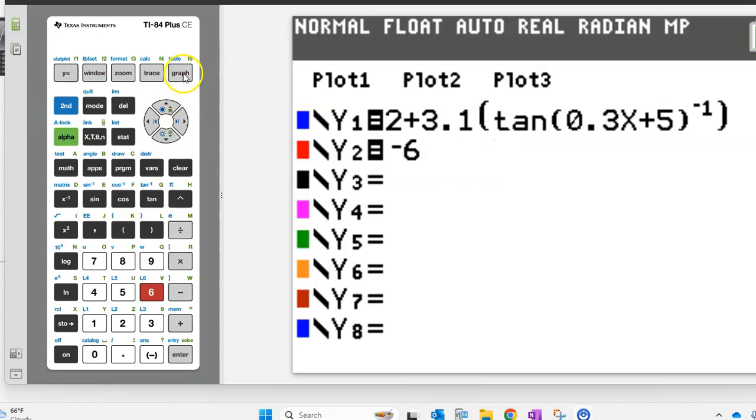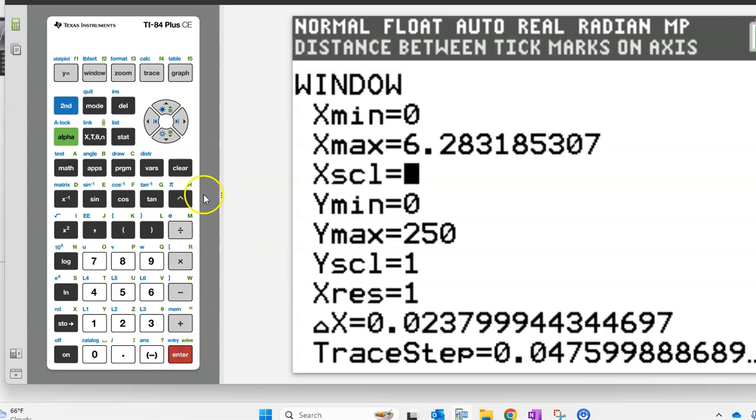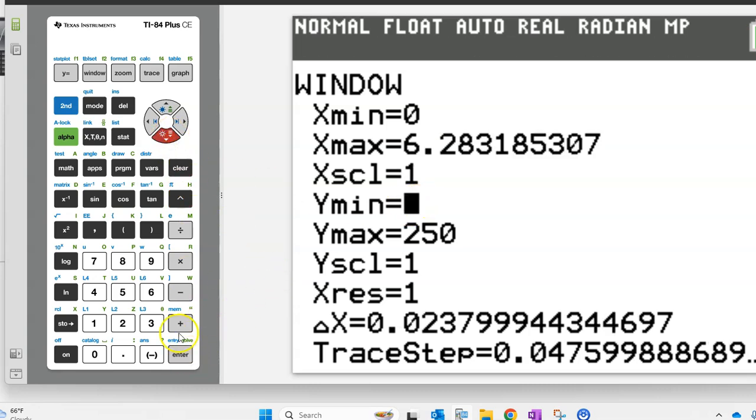Before we hit graph to find the intersection point, let's adjust the window. Remember, the domain is limited, 0 to 2 pi. So I see the 0 there, and so x max should be 2 pi. For y min, let's do -10 for now. We can always adjust later. And for y max, let's do +10. Now hit graph.